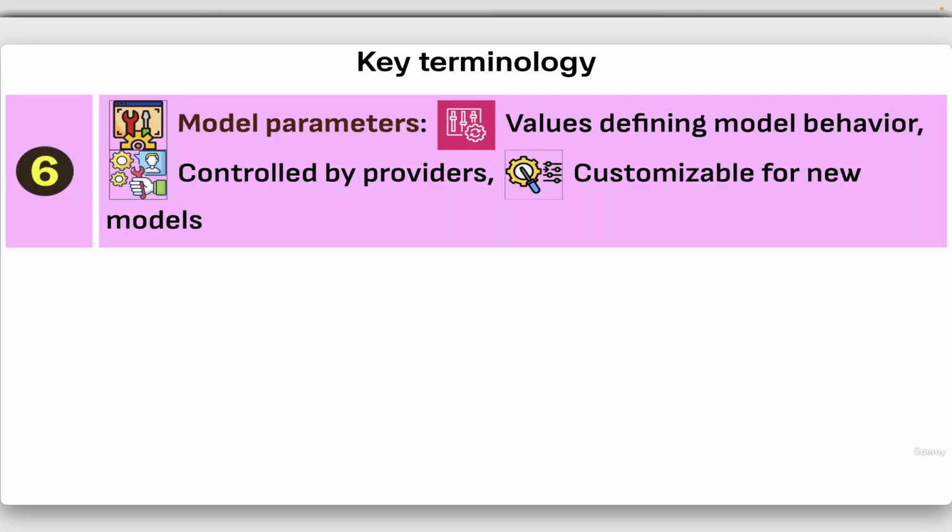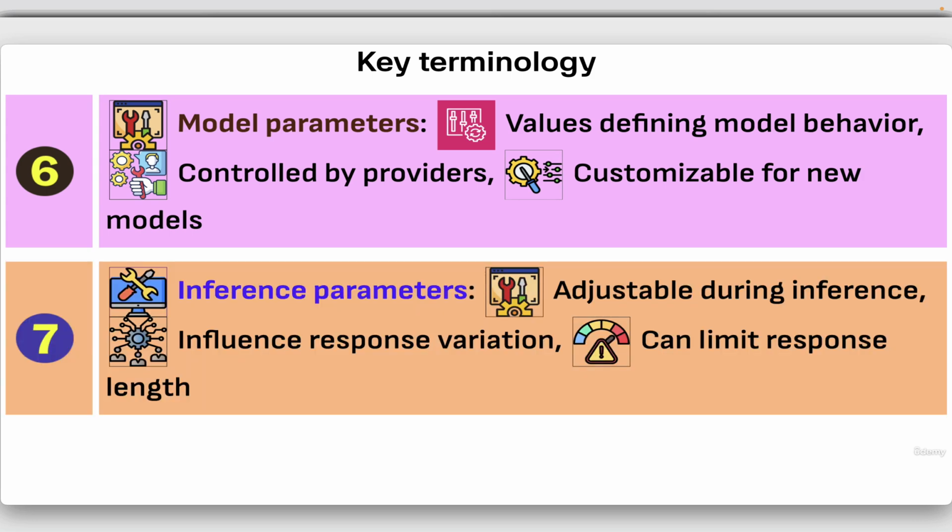Model parameters: values that define a model and its behavior in interpreting input and generating responses. Model parameters are controlled and updated by providers. You can also update model parameters to create a new model through the process of model customization. Inference parameters: values that can be adjusted during model inference to influence the response. Inference parameters can affect how varied responses are and can also limit the length of a response or the occurrence of specified sequences.